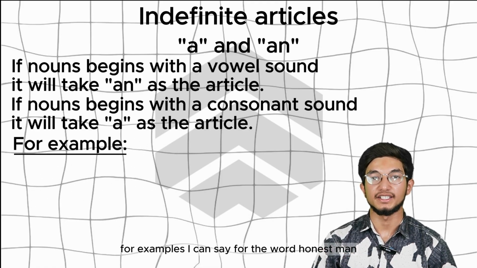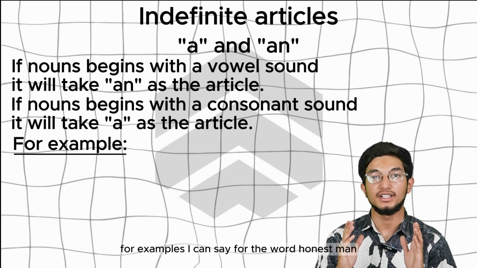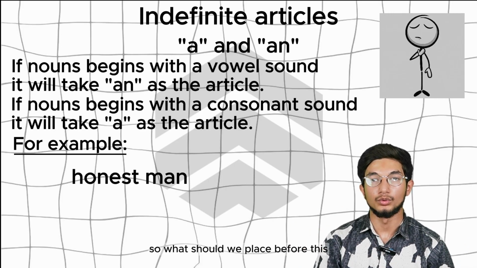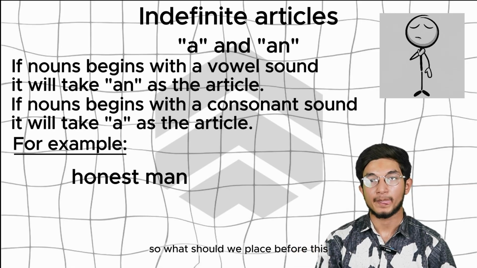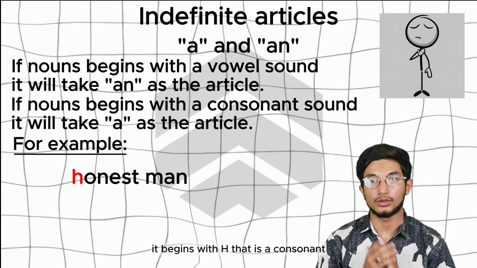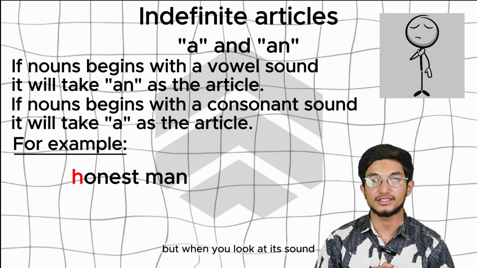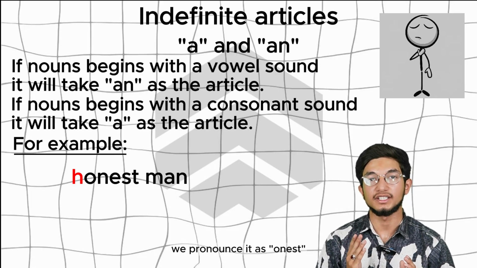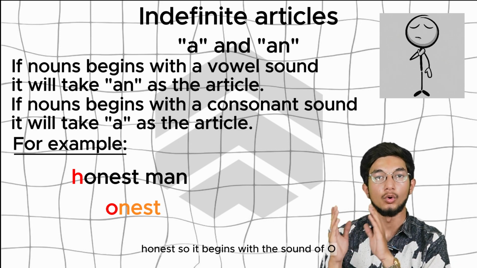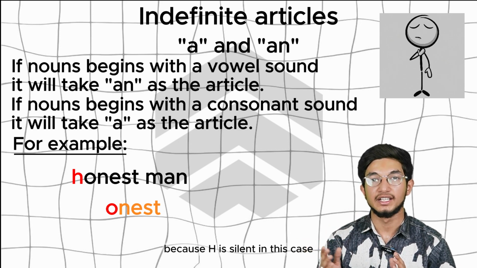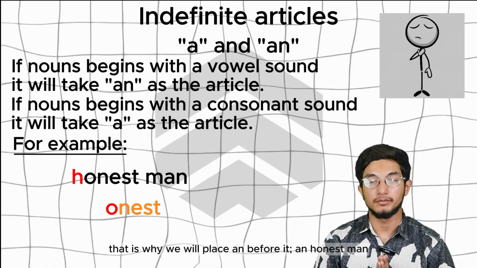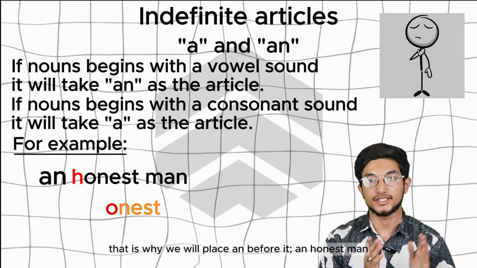For example, I can say the word honest man. This is a noun phrase, honest man. So what should we place before this? When you look at the word honest, it begins with H, that is a consonant. But when you look at its sound, we pronounce it as honest. So it begins with the sound of O because H is silent in this case. So the first sound of honest is of O. That is why we will place an before it, an honest man.